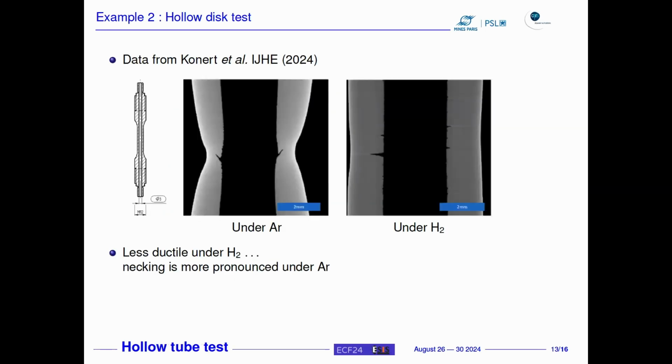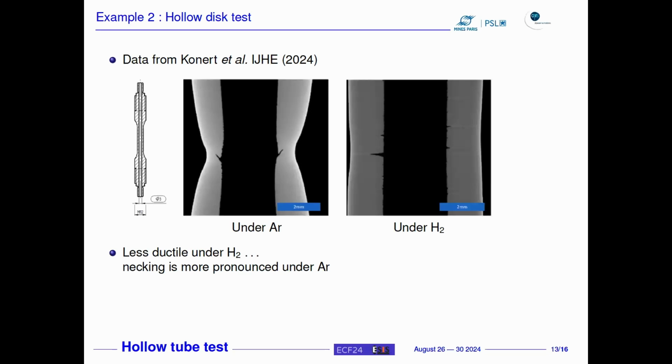Okay, second example. So I found this very nice paper about the hollow tube test. So here you have a tube, you can pull on it, and inside is hollow, so you can put hydrogen gas. And you pull up to failure.